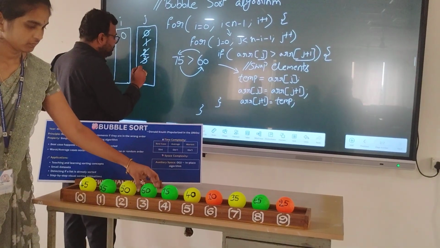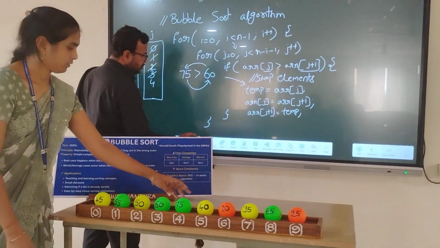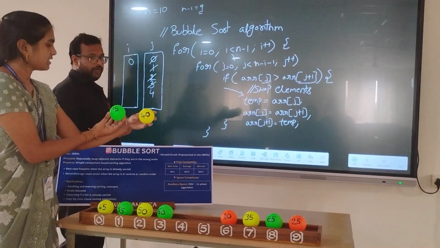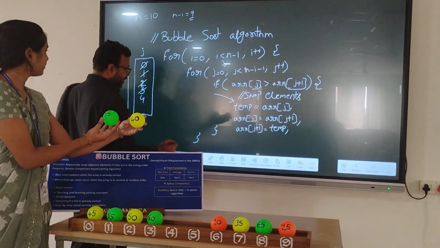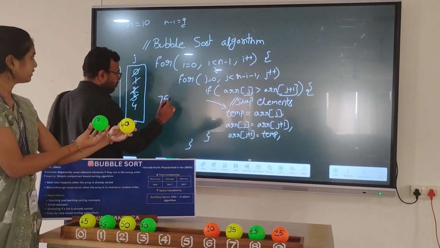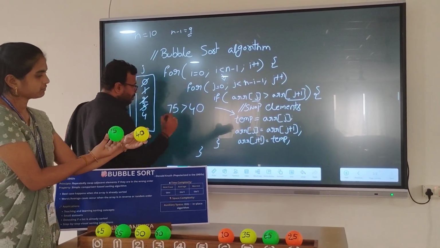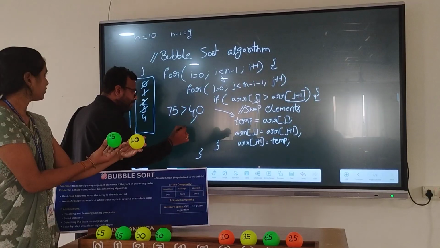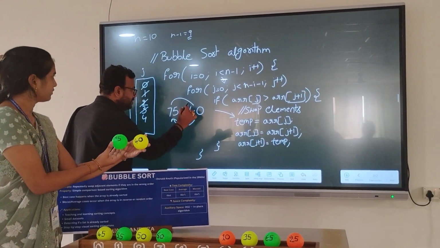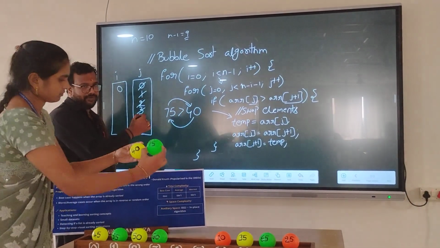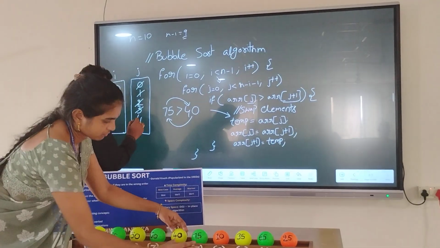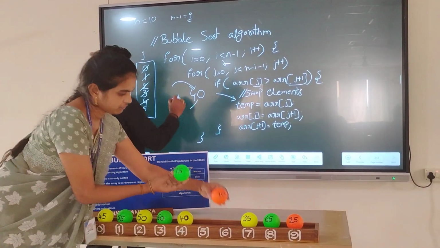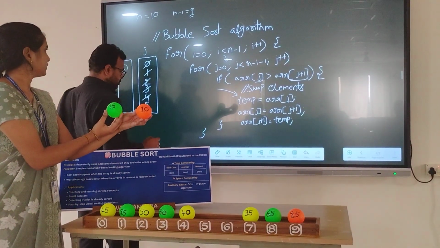Now j becomes 4. What are the values? 75 and 40. Again the condition is true, so swapping is done. 75 is moved to 40's position and 40 is moved to 75's position. Now j becomes 5.